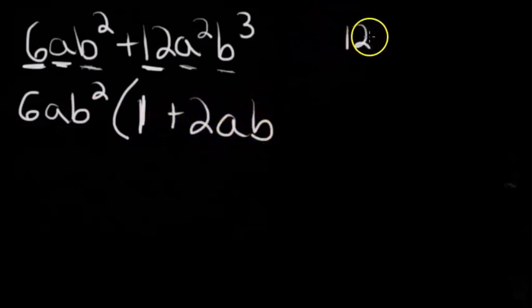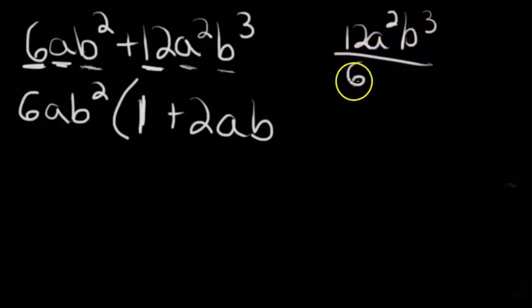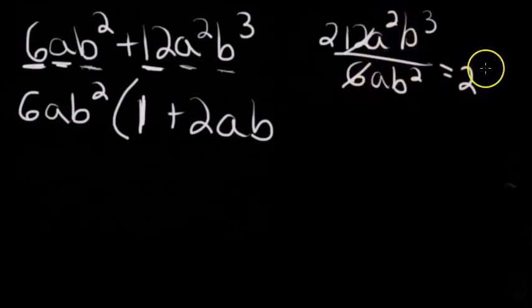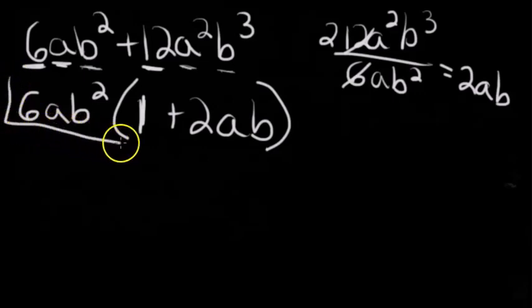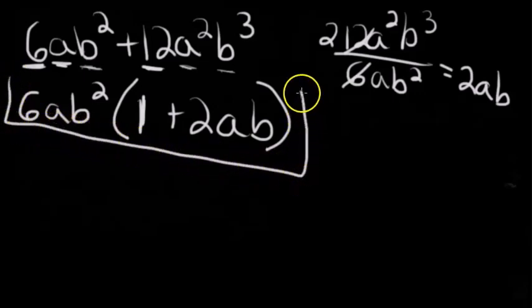So we have, let's do the side notes on here, 12a squared b cubed divided by 6ab squared. So 12 divided by 6 becomes 2. a squared divided by a is just a. And then we have 3 minus 2, which gives us b, b to the 1 power. So therefore, we have 1 plus 2ab. So then our final answer will be 6ab squared times 1 plus 2ab.